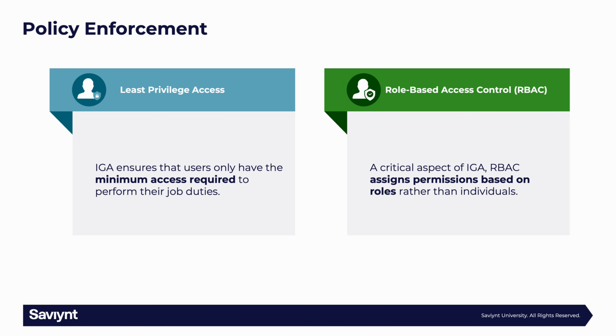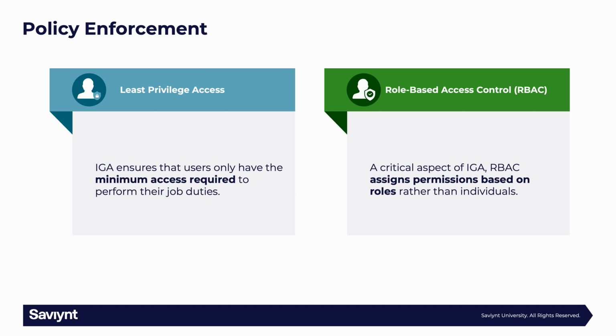The next key component of IGA is policy enforcement. This involves least privilege access and role-based access control. Least privilege access in IGA ensures that users only have the minimum access required to perform their job duties. If a user doesn't need access to specific systems or data, they won't have permission to access them. This reduces the potential attack surface in case their credentials are compromised.